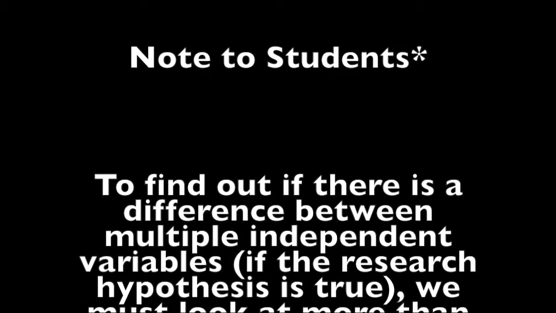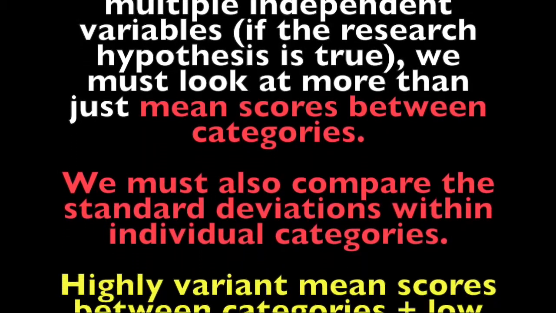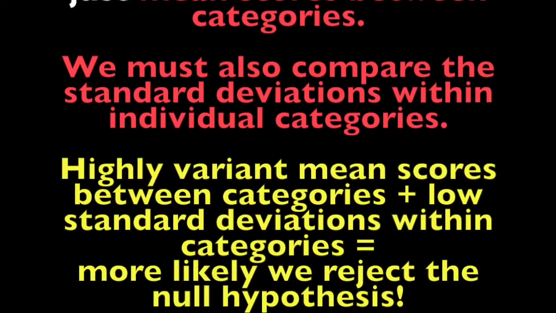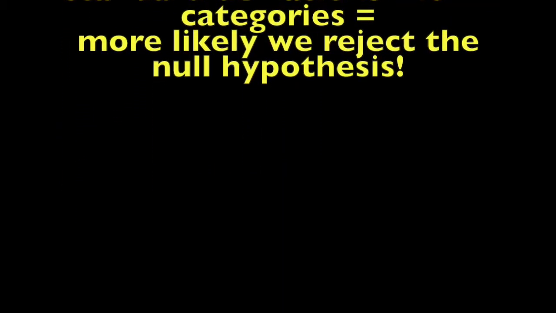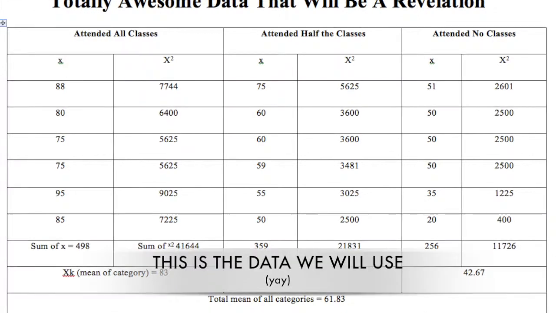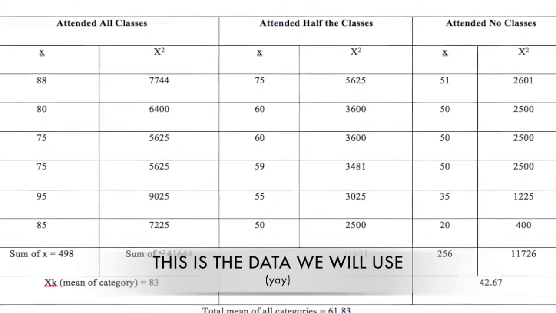To find out if there's a difference, we cannot just look at means. We have to consider the means of scores with respect to their standard deviations. Remember, standard deviations represent how far apart scores are in individual categories. So we have to look at how far apart the means are between categories, as well as how far the grades are within each category. Yeah, but we'll be looking at variance instead of standard deviation, which is just standard deviation squared.